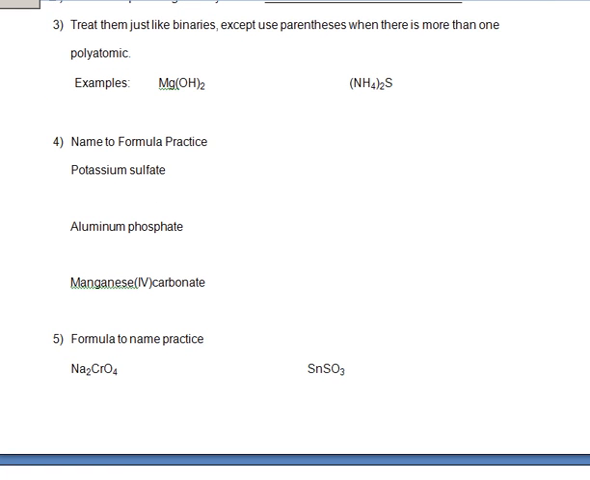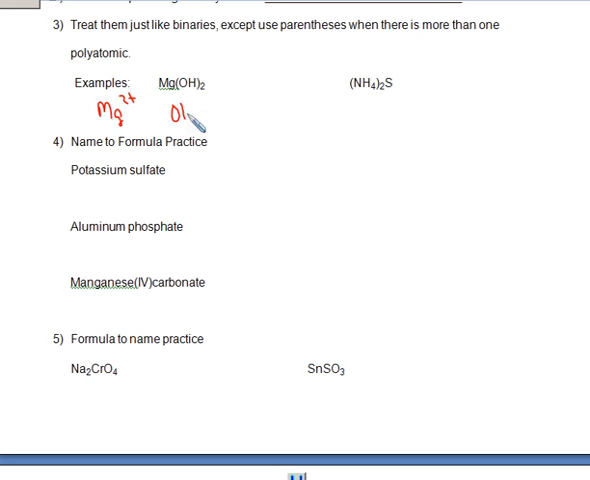Okay, let's take a look at what we've got here. We're going to treat them just like binaries, except use parentheses when there's more than one. So for an example here, we have magnesium hydroxide, and let's see how it works in terms of the charges. We have Mg 2+, and then we have 2 of the hydroxide anions.